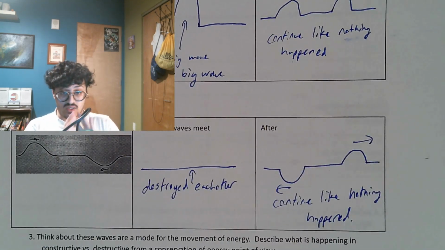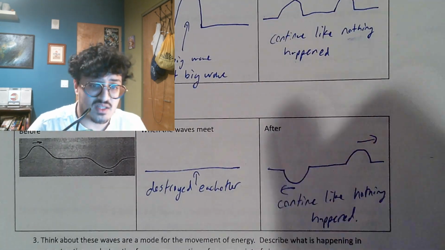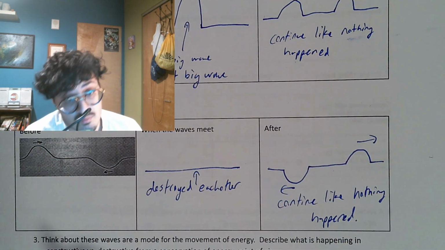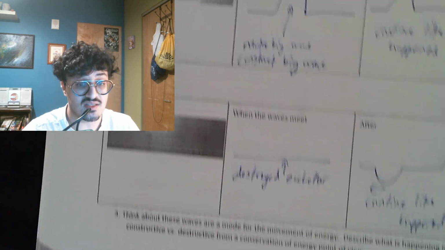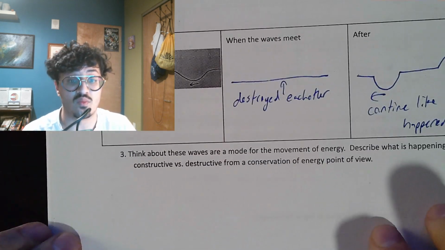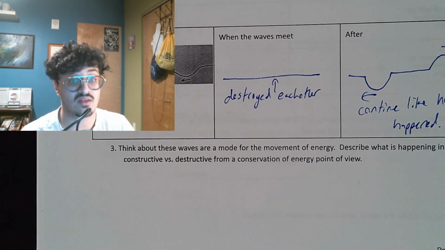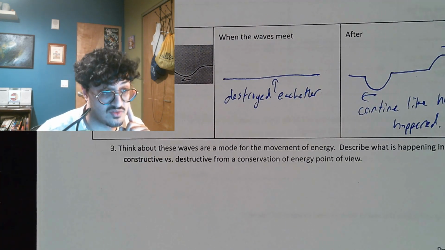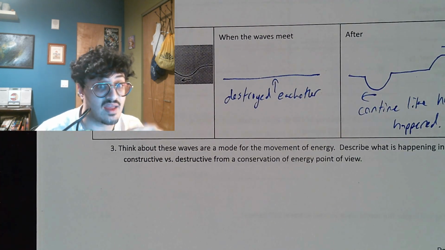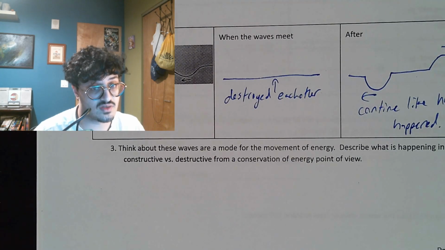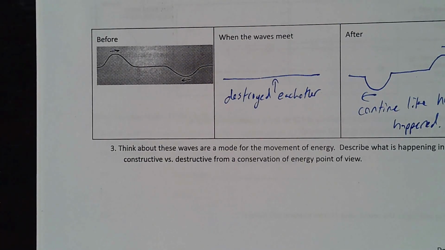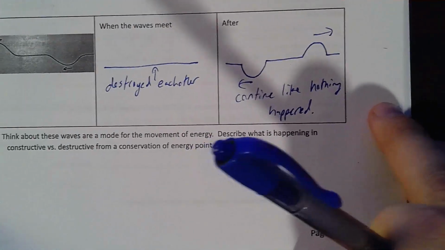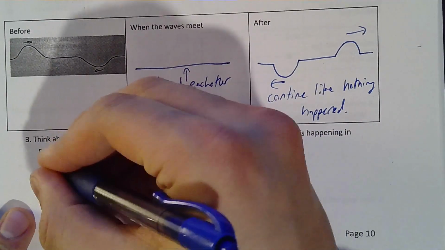So yeah. So again, waves are going to interfere like this. This continuing like nothing happened is a really important part to this. And this is a really important part because this is how we reconcile this with waves being the movement of energy and the fact that energy needs to be conserved. Let's recall that energy is always conserved.